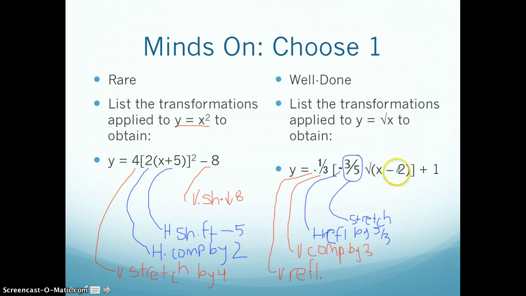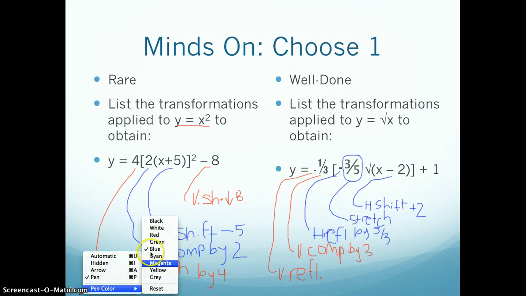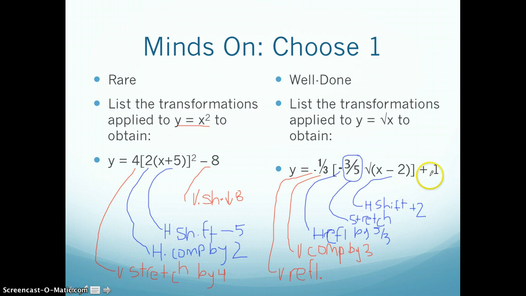Okay, next is this -2 that's also a horizontal change. So that's actually a horizontal shift. So horizontal shift, and we're going to move right by 2. Even though it says -2, we're actually going to move right, so in the positive direction by 2. And then lastly, we have that 1 on the end, which is the C value. So that's going to be a vertical shift up by 1.